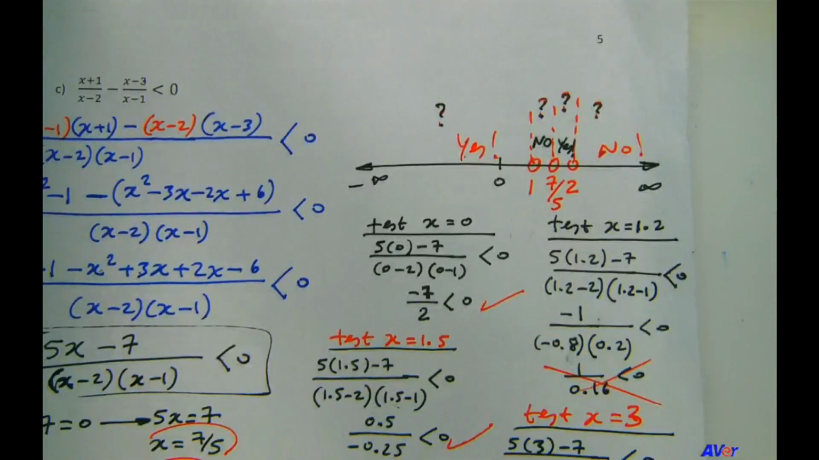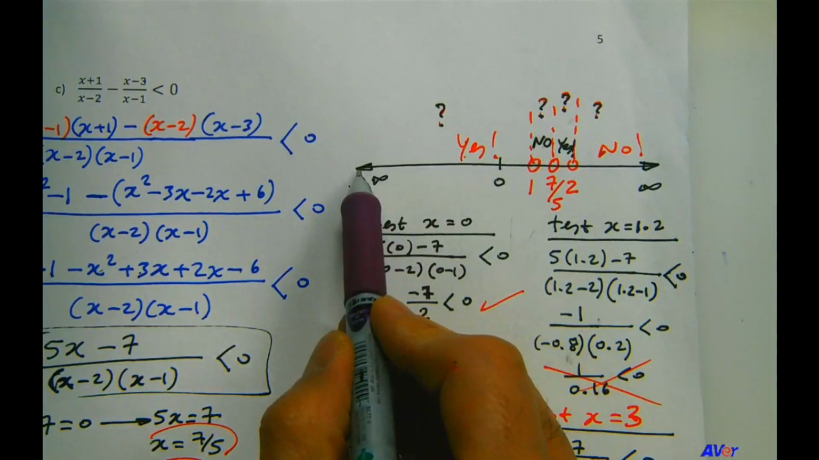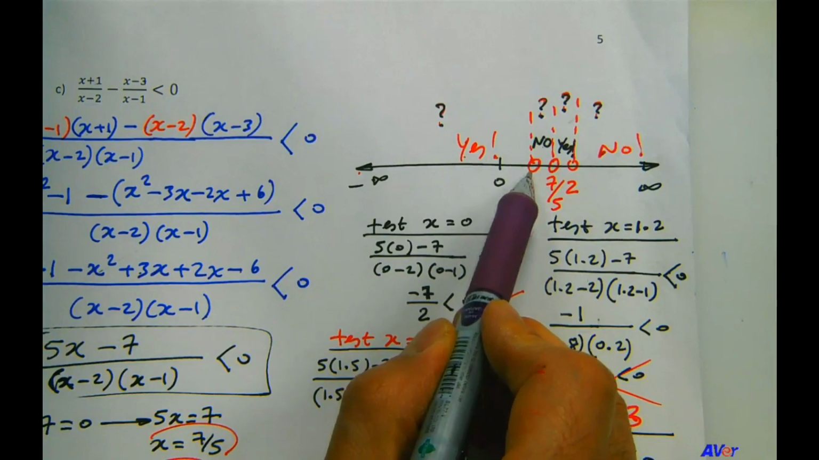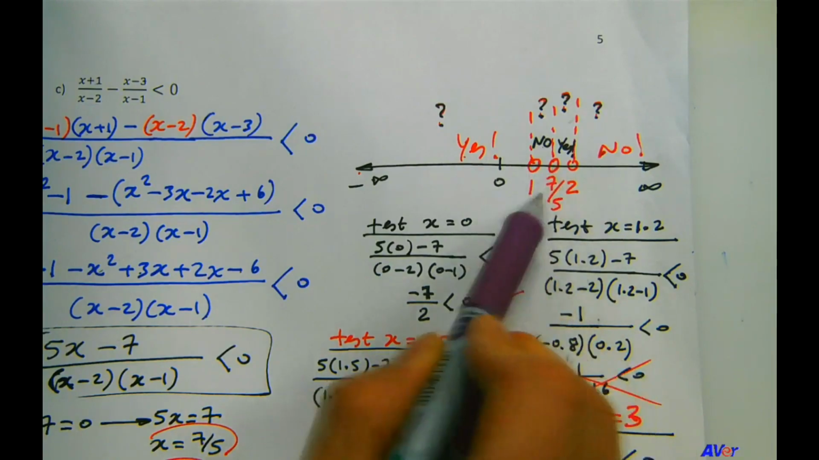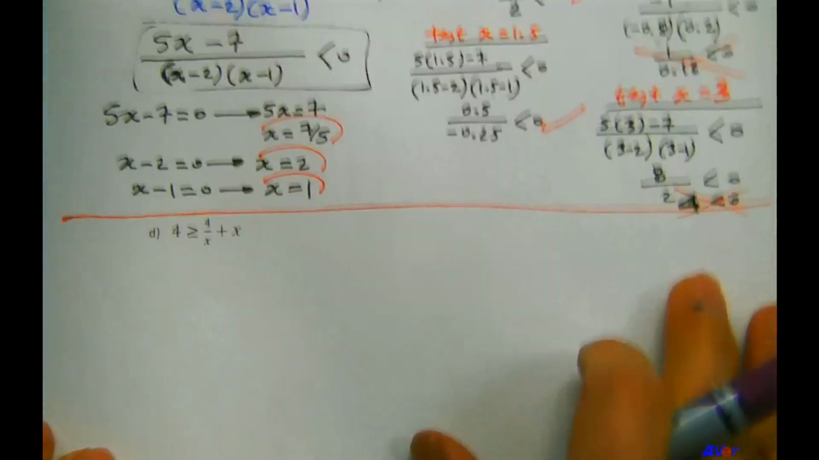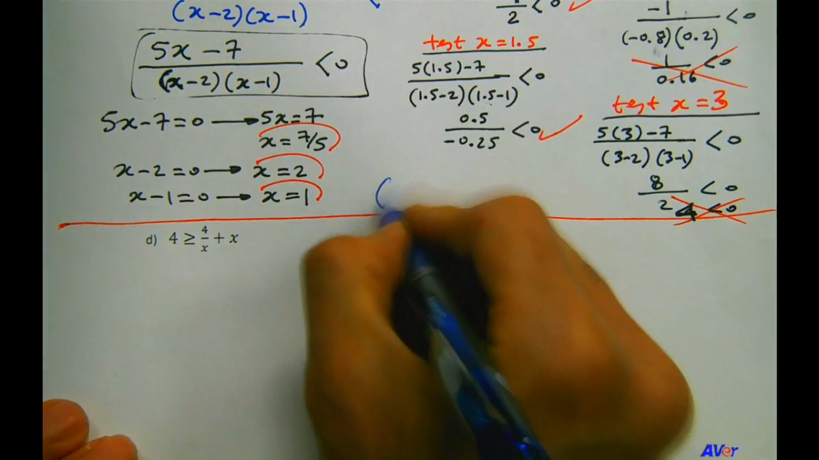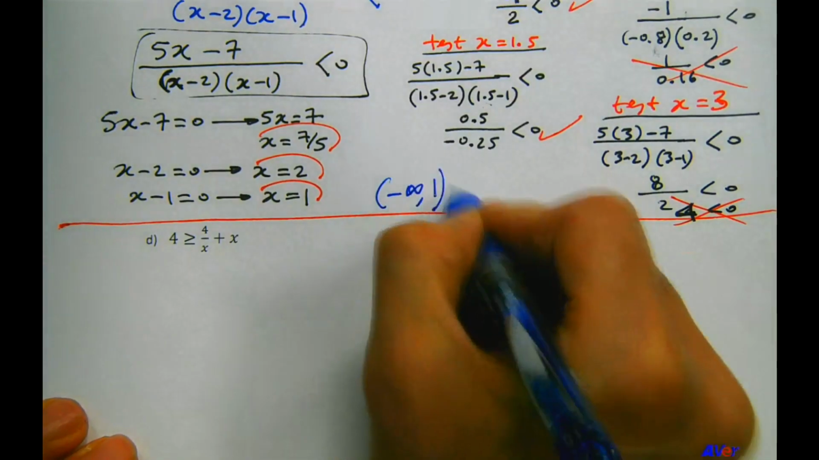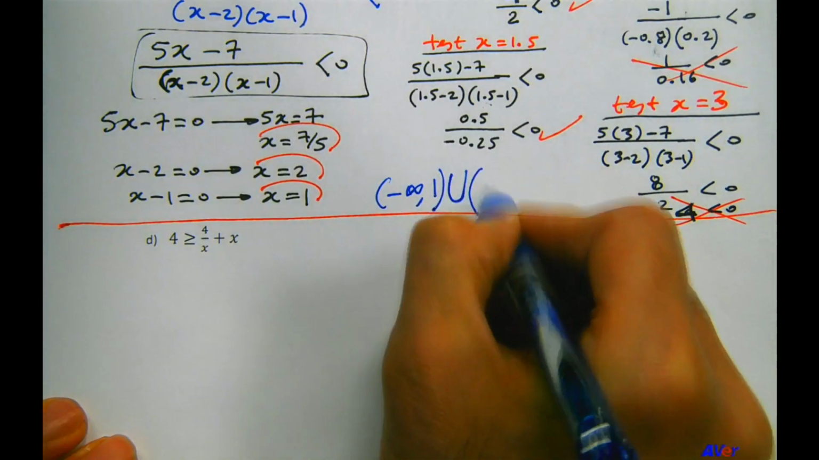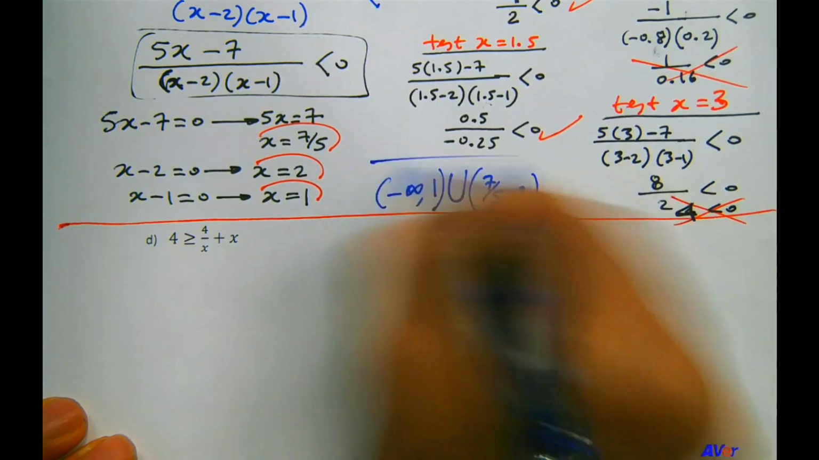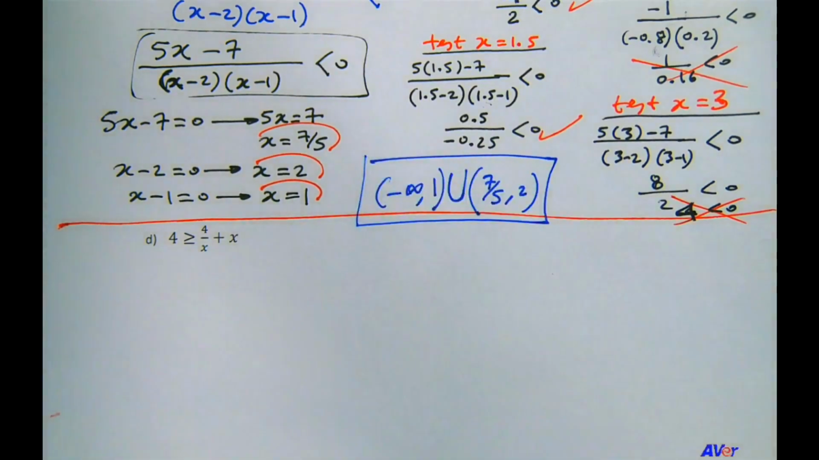So the only solution region is from negative infinity all the way to 1, excluding 1, union between 7/5 and 2. Okay? So let's write that down. Negative infinity, comma, 1, parenthesis, union, parenthesis again, 7/5, comma, 2. Like that. Okay?